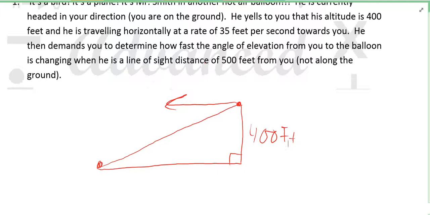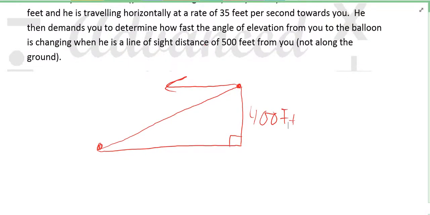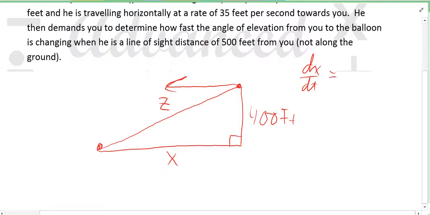So as he moves, there are two sides of the triangle that are changing: the side on the ground and the side up here, the hypotenuse. Which one do we know the rate of change of? x. We know x is changing at 3.5 feet per second. So dx/dt, is x getting larger or smaller? It's getting smaller. So the rate of change is really negative 3.5 feet per second.